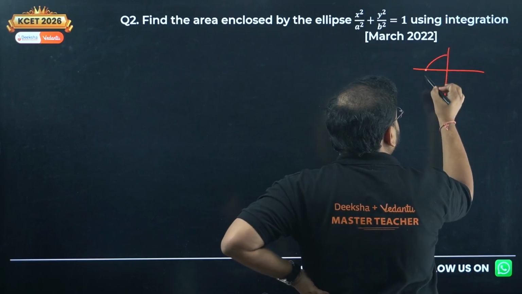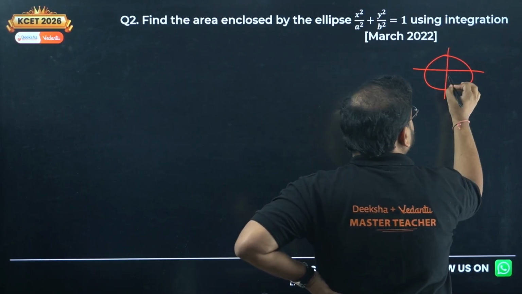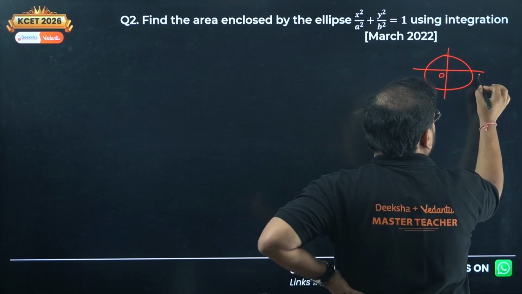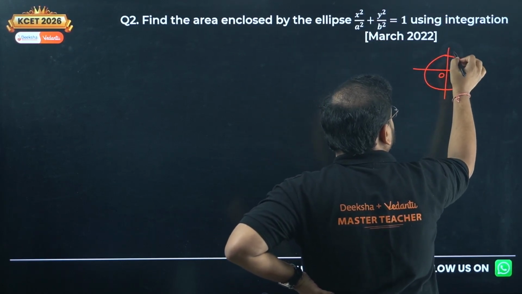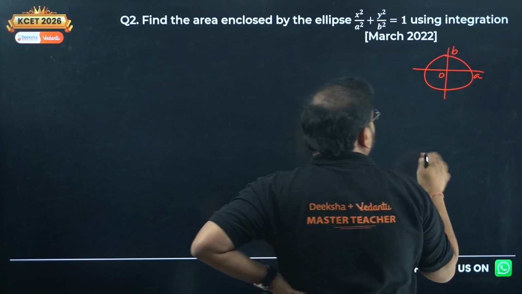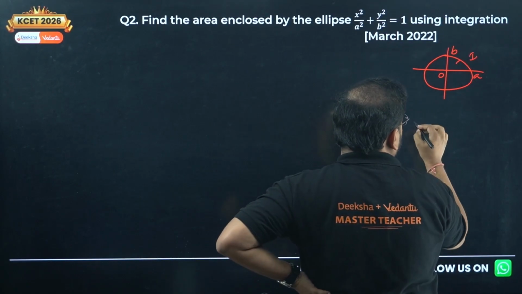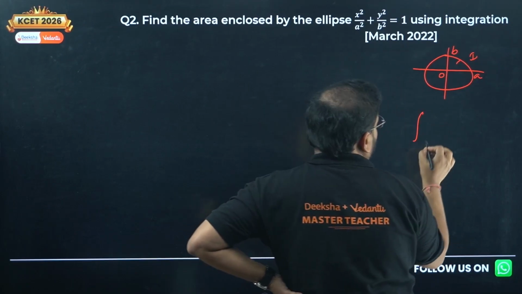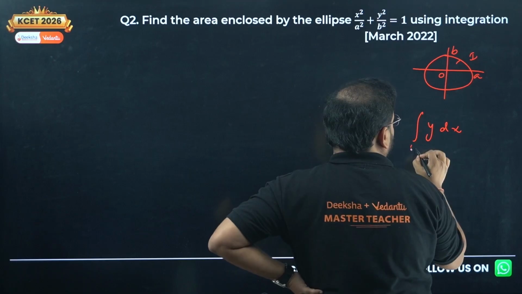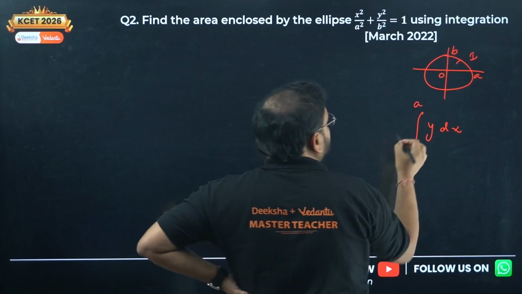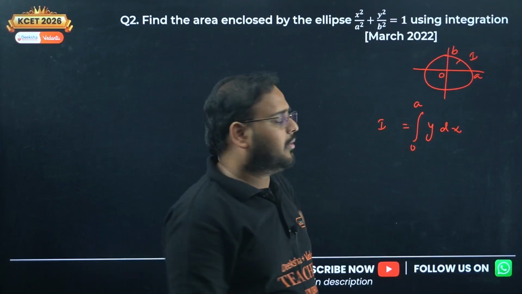Check. Okay. In this case, we'll have here 0 and a, because a is the major axis, and this will be the minor axis as b. So I'm going to do the same thing, make y the subject, and this part integration will be what? y dx from where to where? I can take from 0 to a only. This will be my area of part 1.